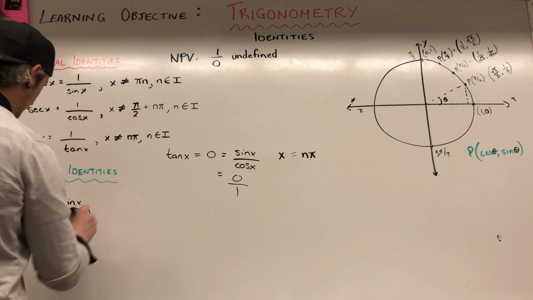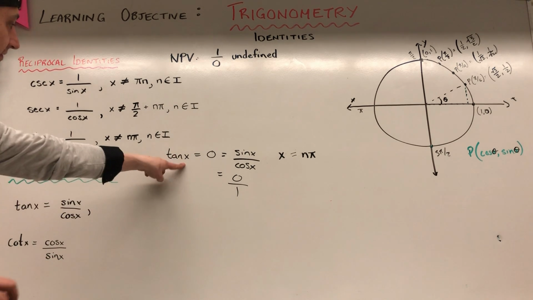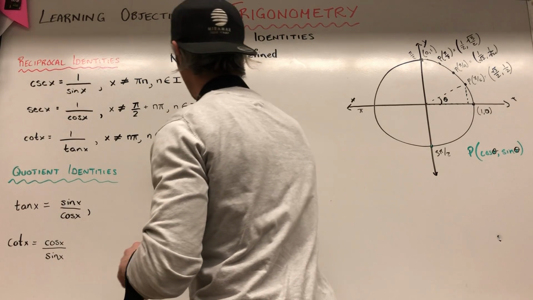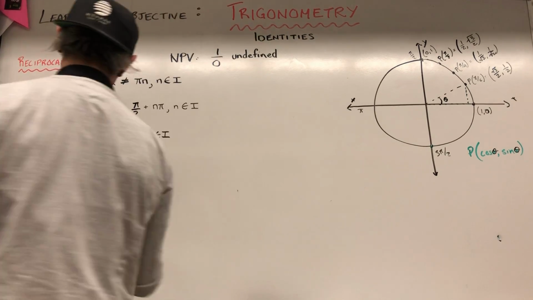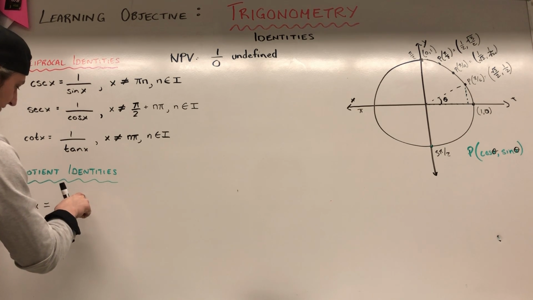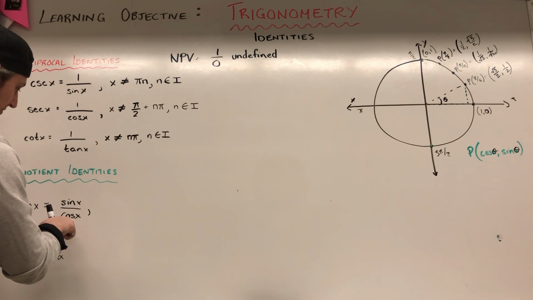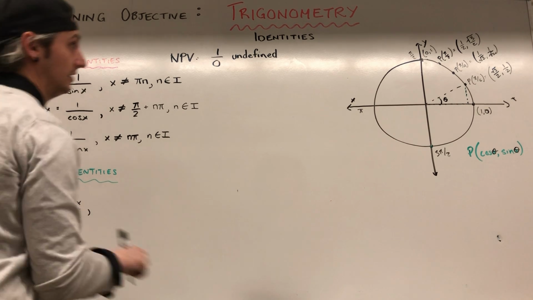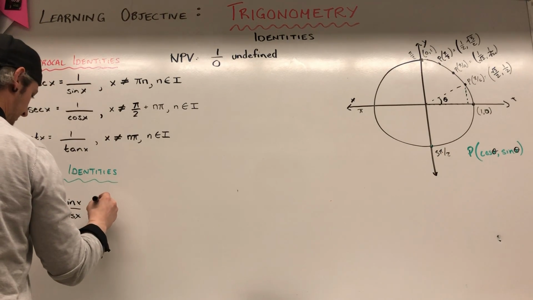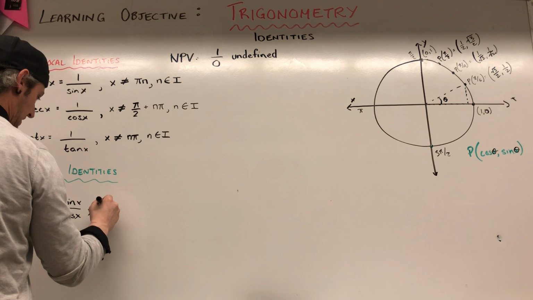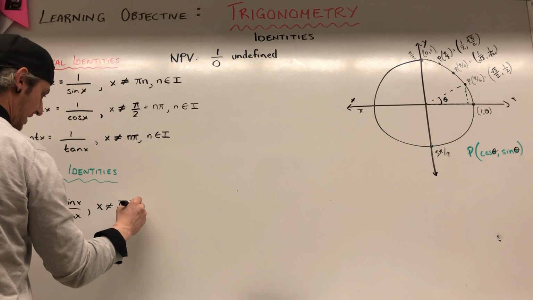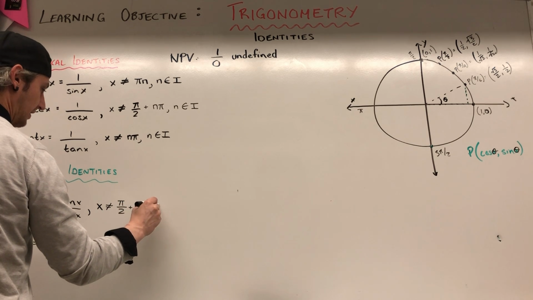So tan of x will be undefined itself. Tan of x goes undefined when sine is 1 and cos is 0. And we get that at pi over 2, any multiple of pi over 2. So x cannot equal pi over 2 plus n pi, where n is an element of the integers.